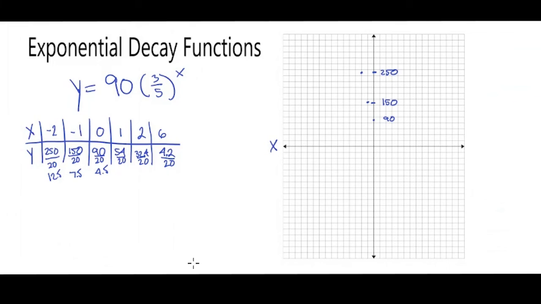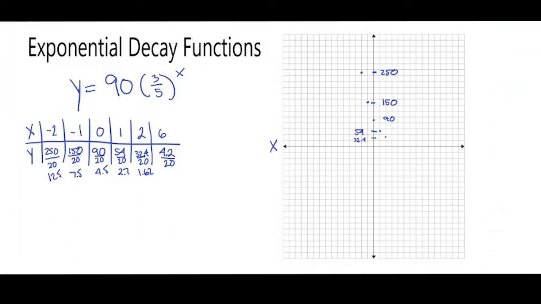Next, we'll do 54 divided by 20, which is 2.7. So we'll do 1 and 2.7, which is just a little over 2.5. And we'll call that 54. Then 32.4 divided by 20 is 1.62, which is just over 1.5. So we'll go 2 and 1.62, and that'll be our next point right there. And that will be 32.4.